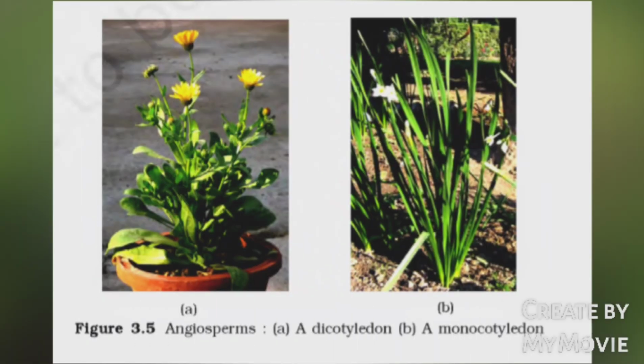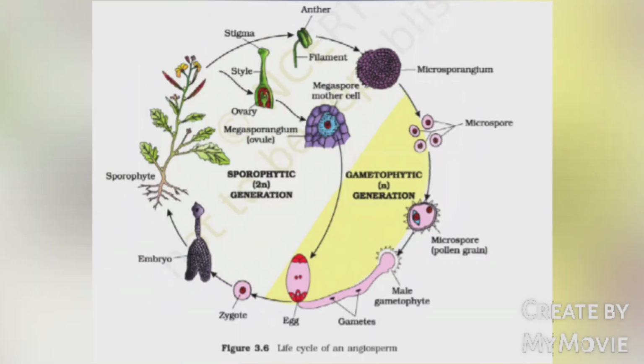Figure 3.5. Angiosperms. A, a dicotyledon. B, a monocotyledon. Figure 3.6. Life cycle of an angiosperm.